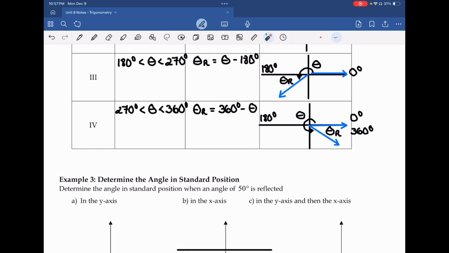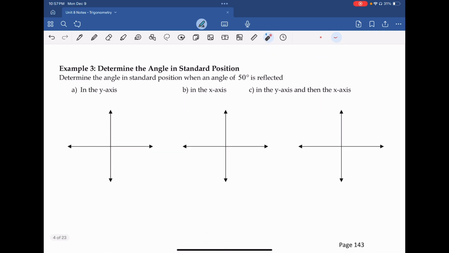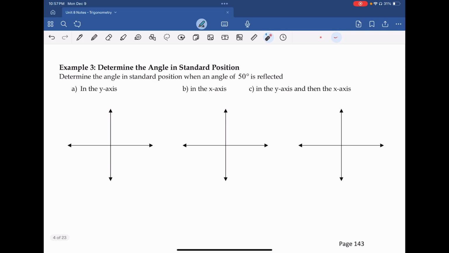All right, so there's our generalized form. Now, let's continue to work with this in example 3. Determine the angle in standard position when the angle of 50 is reflected in the y-axis, aka about the y-axis, just like we did in our quadratic functions unit, in the x-axis, and then in the y and the x-axis, which just means a reflection in both.